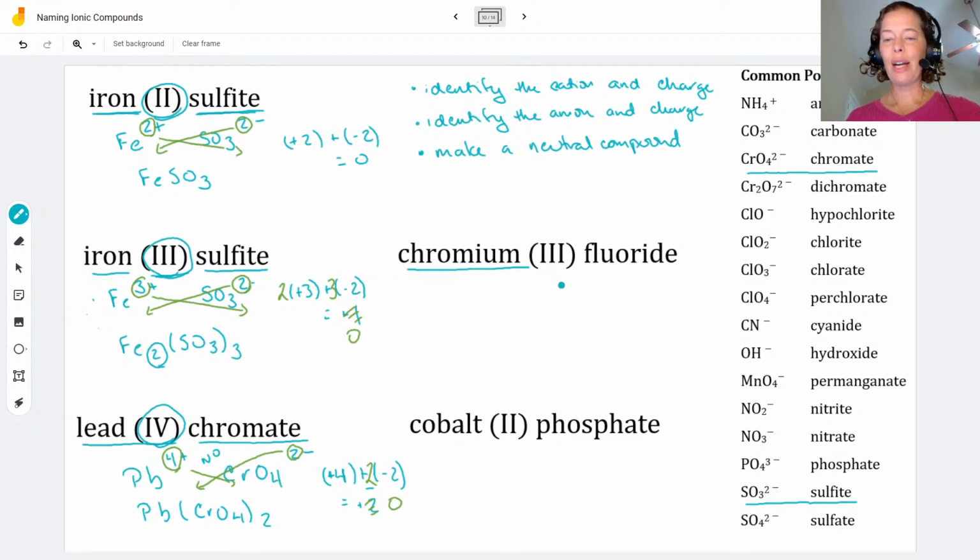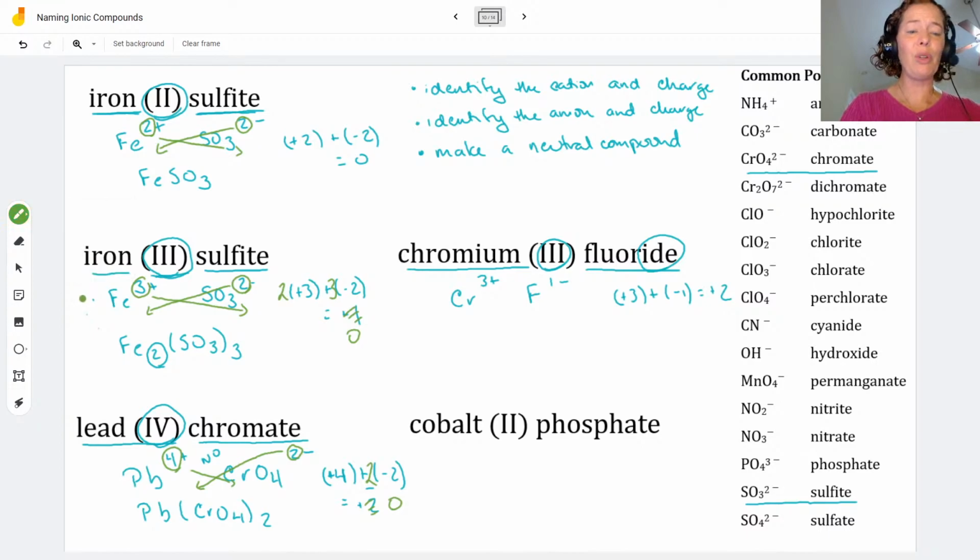Chromium(III) fluoride. When we find chromium, its atomic number is 24. Its symbol is Cr. Again, the 3 tells me its charge. Fluoride, oh, we've got an IDE ending. So this came from fluorine. This is a monoatomic ion, so you want to find it on the periodic table. It's a halogen. So fluoride has a charge of -1. Okay, let's do our algebra. We have +3 plus -1. No, this is not going to give us 0. But this is pretty easy to find the multiplier that works, because all I need is a 3 here.